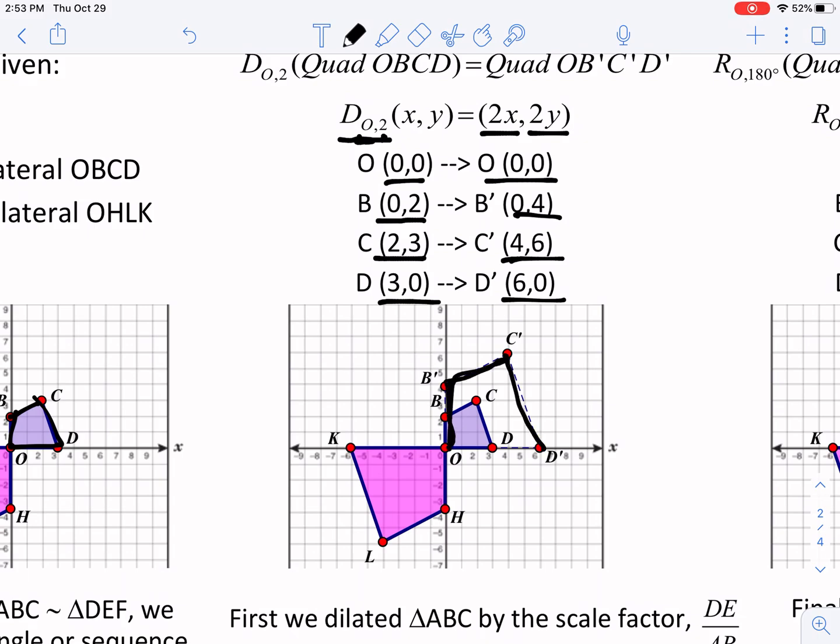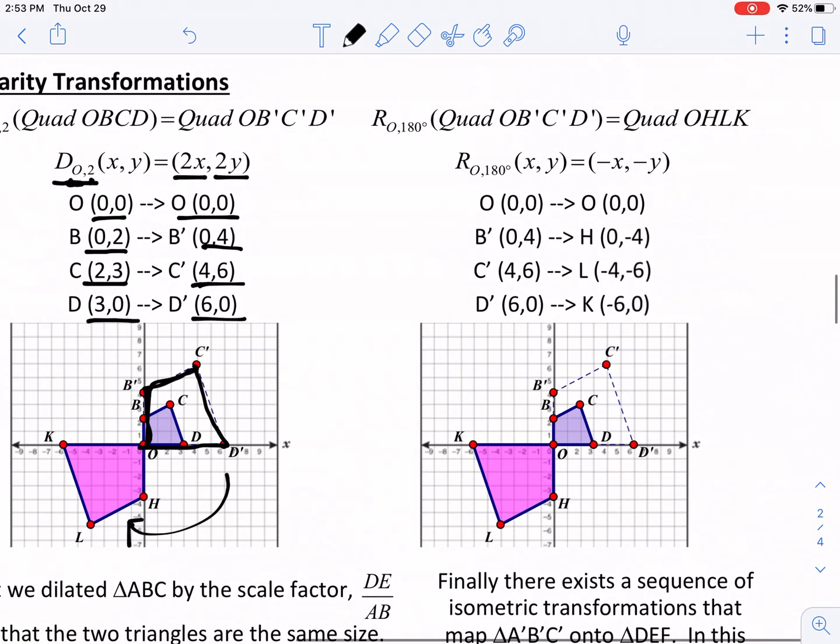So I can dilate the figure first. Well, now things are looking pretty close, right? How can I get this image to map onto here? Well, doesn't that kind of look like a rotation? Yeah, if I rotate the image 180 degrees, that should map up so that all the points align, okay? And that's actually what they're saying here.